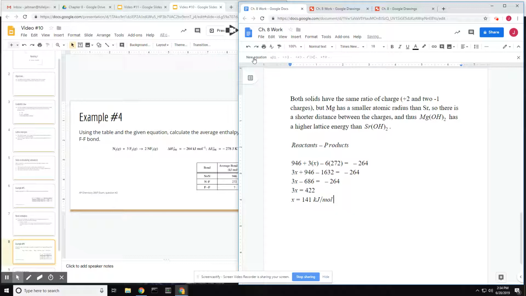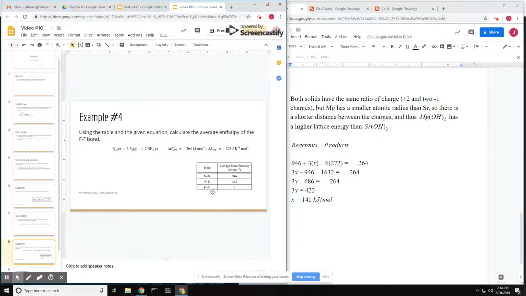So I got positive 141 kilojoules per mole, and that would make sense because I was looking for the F-F bond, which should be pretty similar to the N-F bond, because both elements are pretty similar in electronegativity.